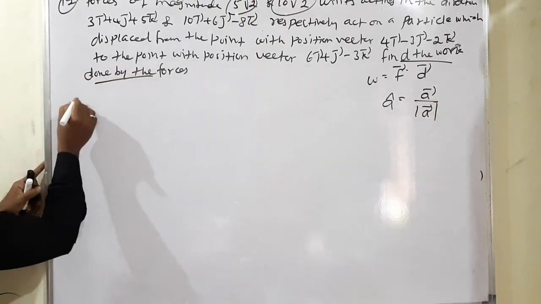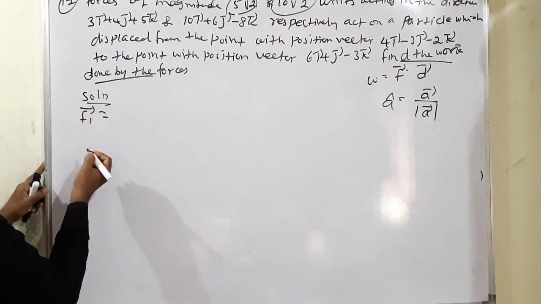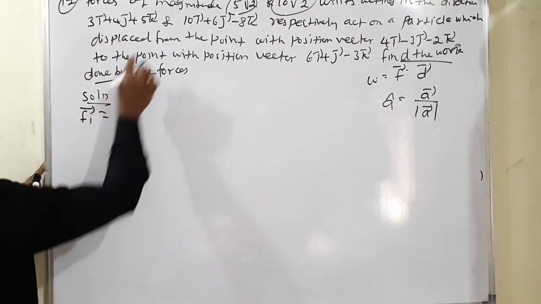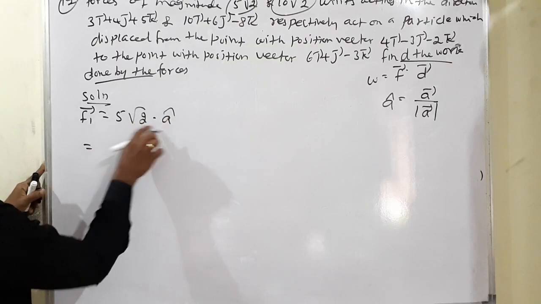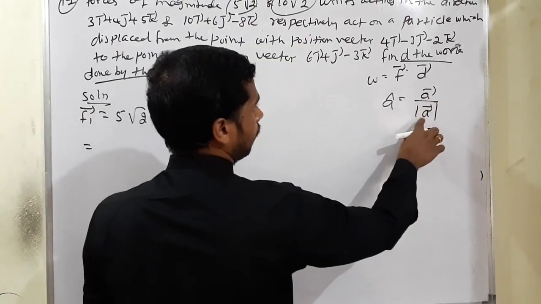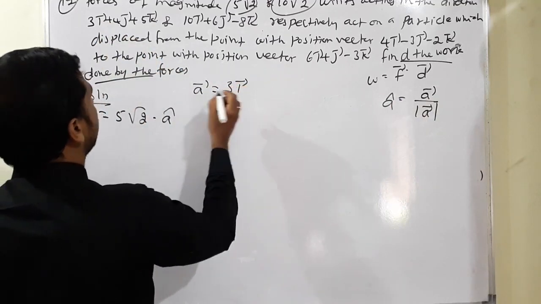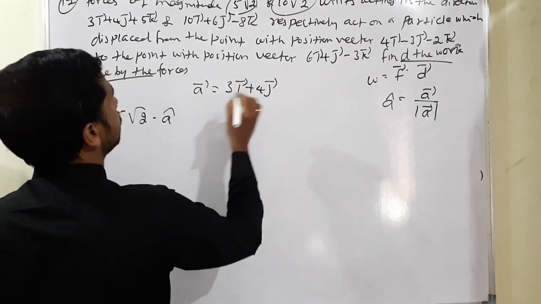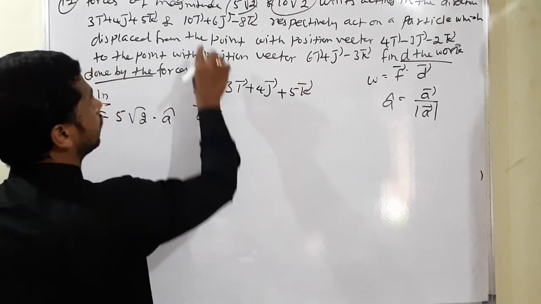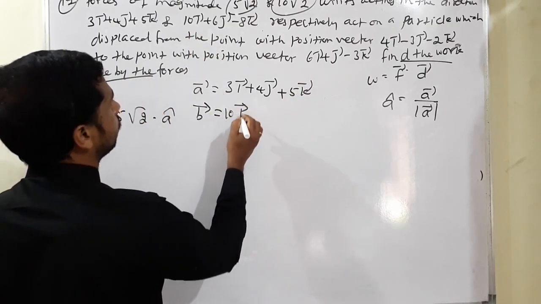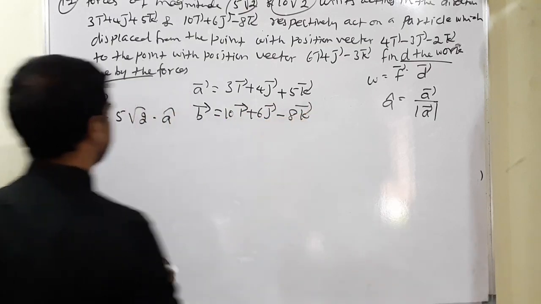So first force, solution: F1 vector is equal to 5 root 2 into A cap. A cap means A vector divided by modulus of A vector. So A vector is equal to 3i vector plus 4j vector plus 5k vector. Then B vector is equal to 10i vector plus 6j vector minus 8k vector.